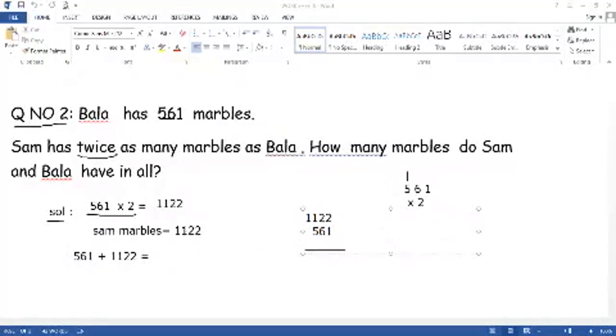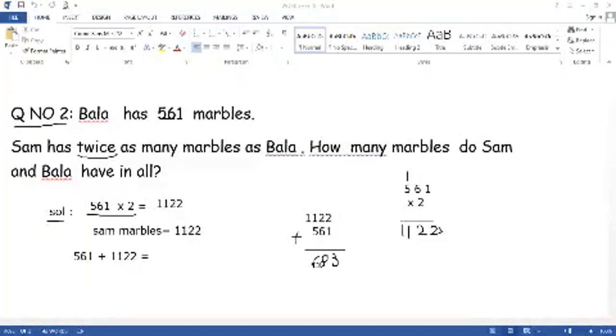So everyone quickly, sorry, not multiply, add it quickly. I will be very happy if you do the working even before me, if you get your answer even before the teacher. So quickly add. I'm also going to start adding it. 2 plus 1, 3. 6 plus 2, 8. 5 plus 1, 6.